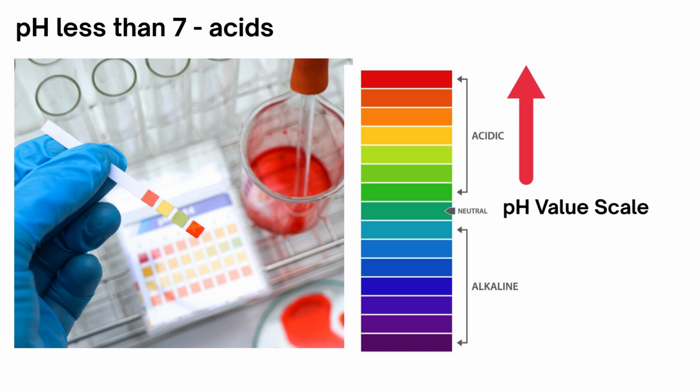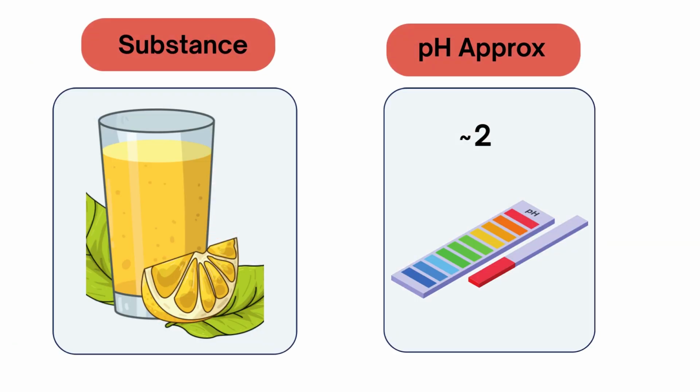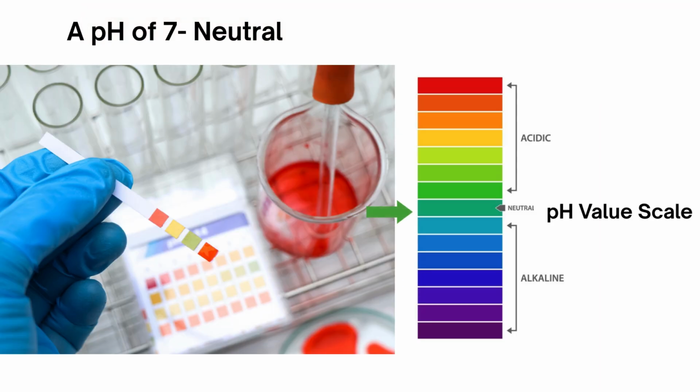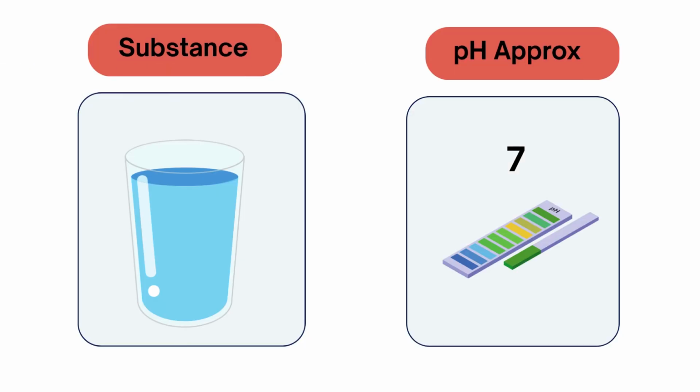Substances with a pH less than 7 are called acids. The lower the number, the stronger the acid. For example, lemon juice has a pH around 2. A pH of 7 means the substance is neutral, not acidic or basic. Pure water is a perfect example.